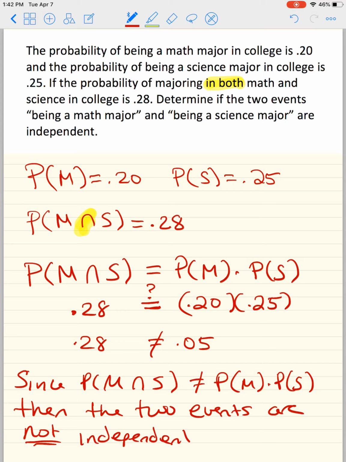In other words, typically if you're going to be a math major and a science major, being a science major sort of has an effect on being a math major and so on. They're not independent from one another. They depend. Usually math and science people stick together. So there's probably some dependence, and so they are not independent.